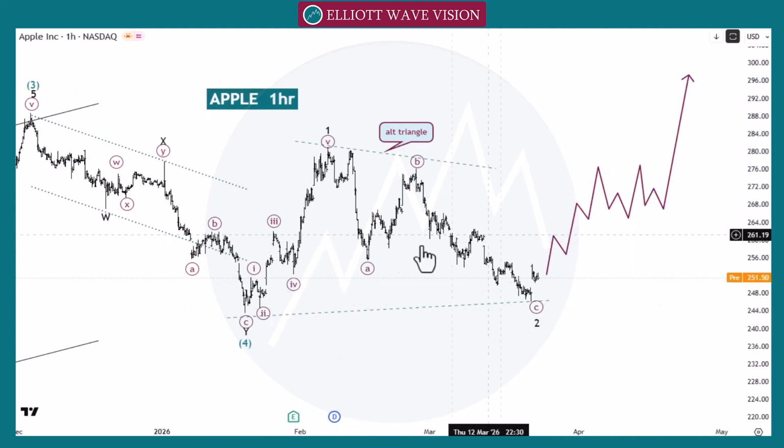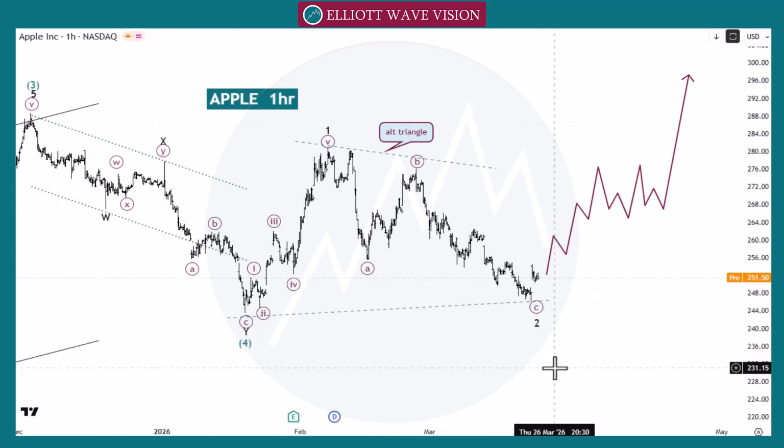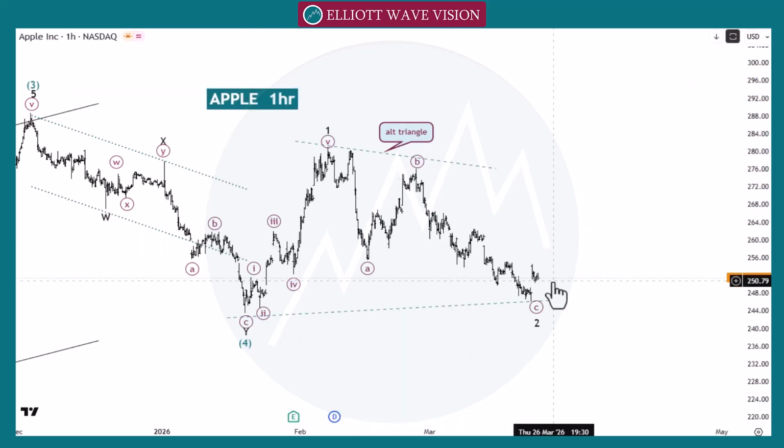Otherwise, that's possible the market may go sideways or as a W, X and Y or A, B and C towards the 230 or 240 step by step. So let's check our next pair, Amazon.